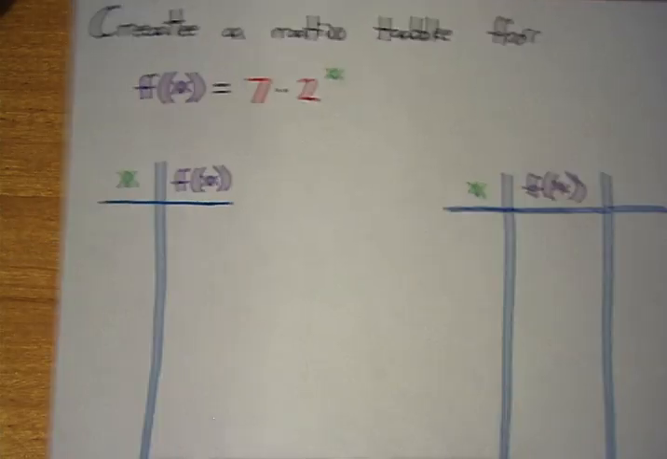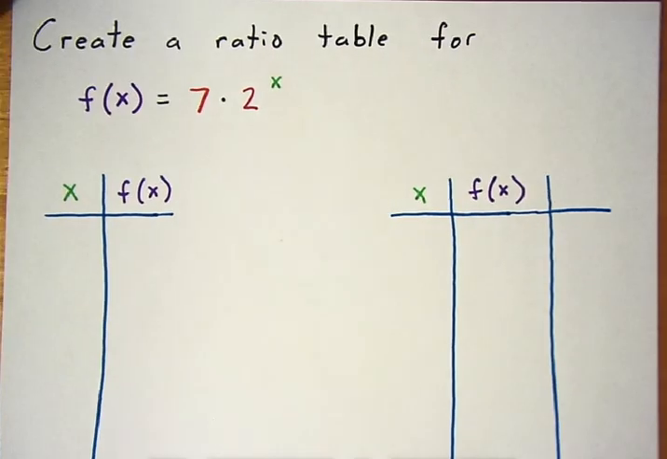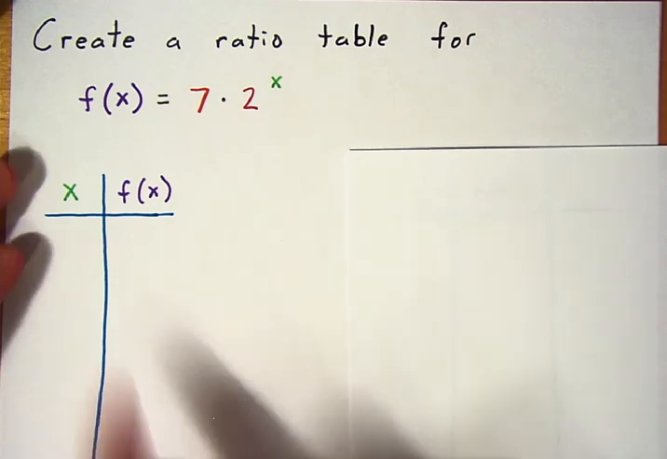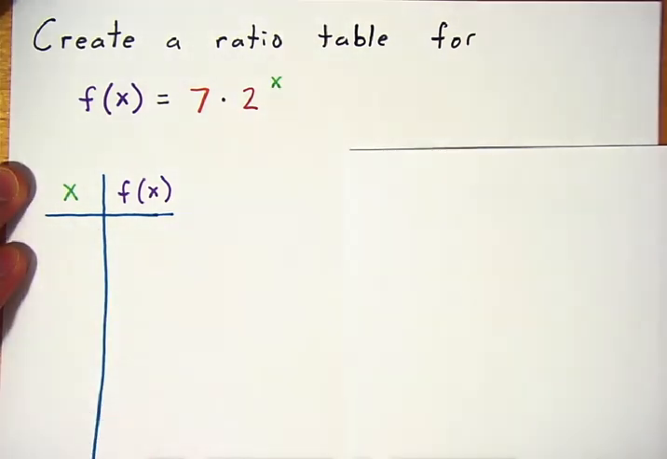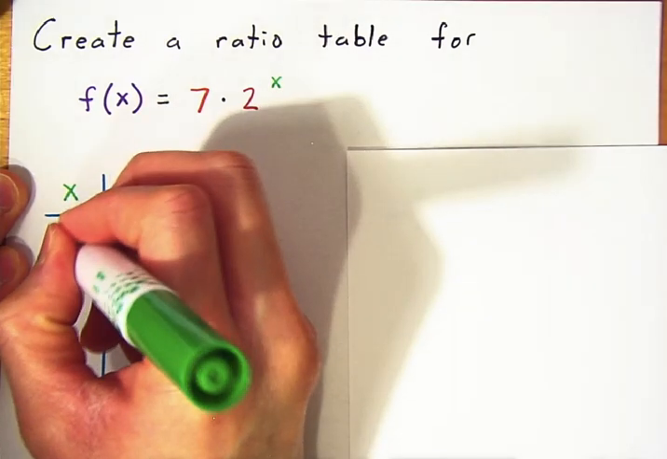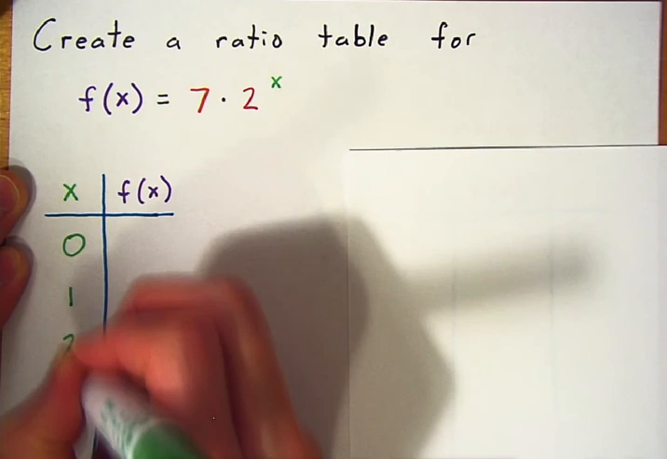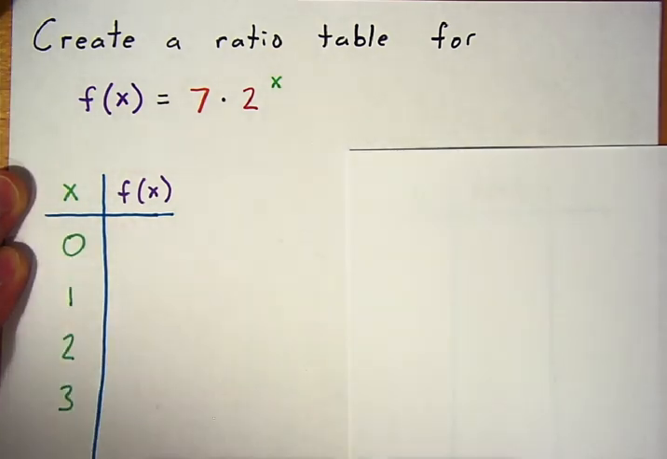Let's say that you are asked to create a ratio table for f of x equals 7 times 2 to the x power. Let's cover this for now. Okay, so let's put some values in for our x. I'm going to go with 0, 1, 2, 3, 4, etc.